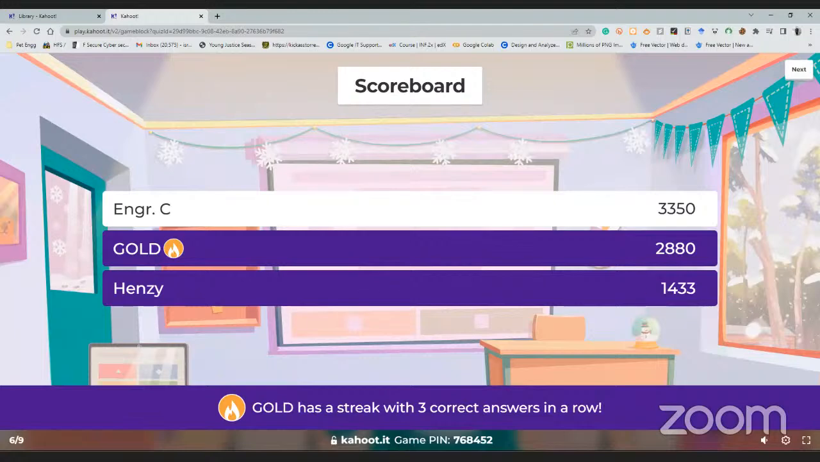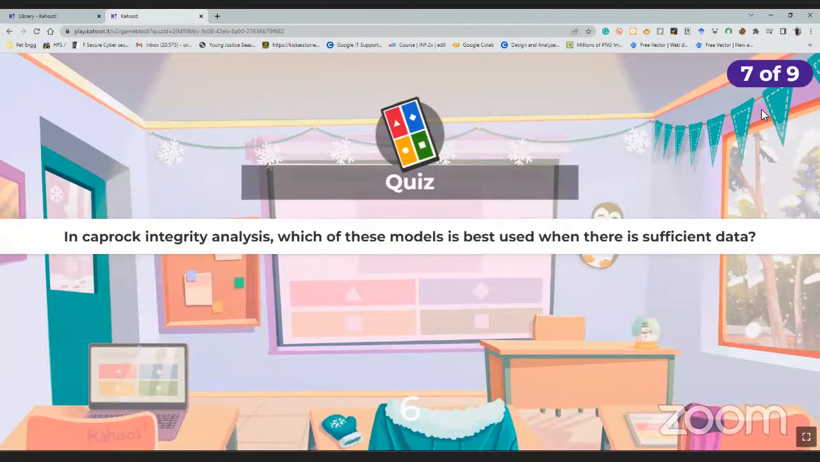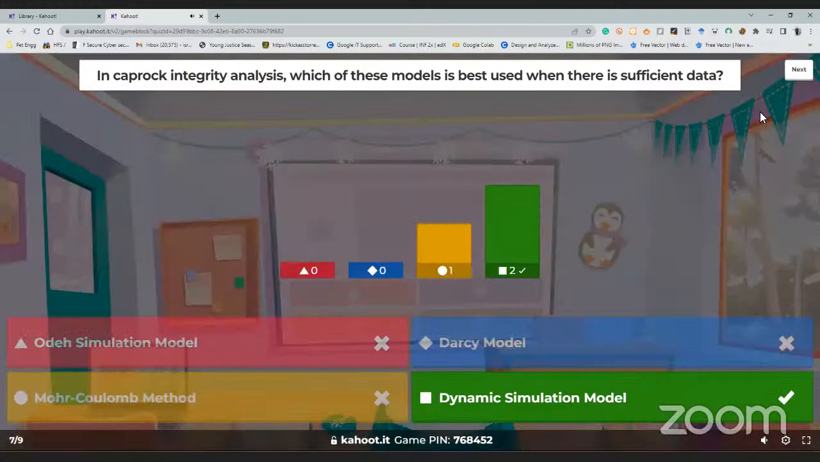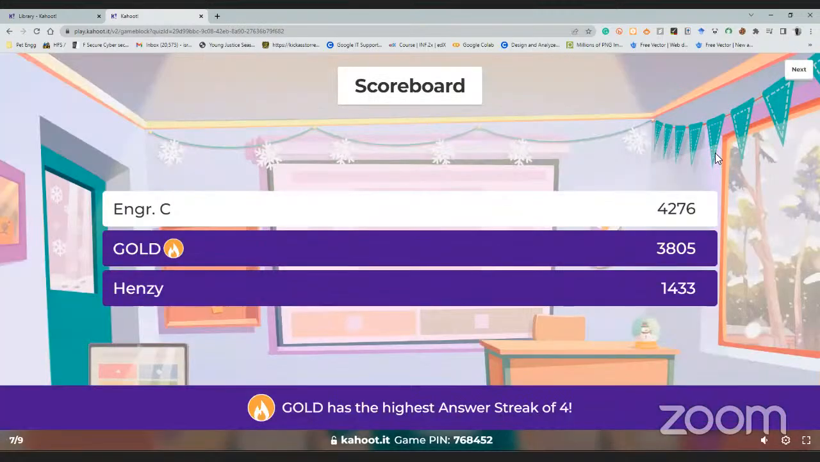All right, so our next question, we're going to see in caprock integrity analysis, which of these models is best used when there is sufficient data? It was mentioned during the presentation. Which of these models would they mostly use when there's sufficient data? The dynamic simulation model is the correct answer. Okay, let's see who got that correctly. We have Gold still on the streak, and then Engineer C coming in first.